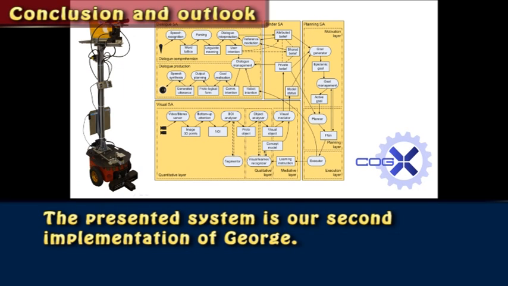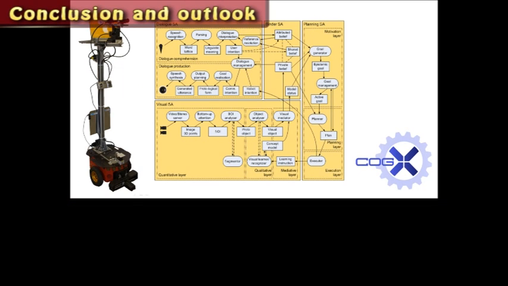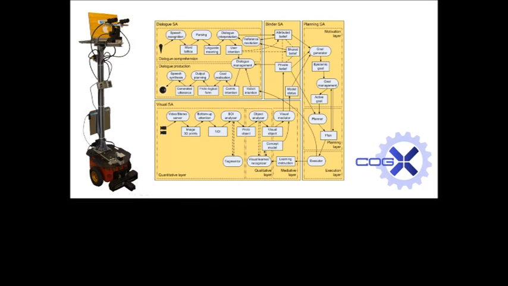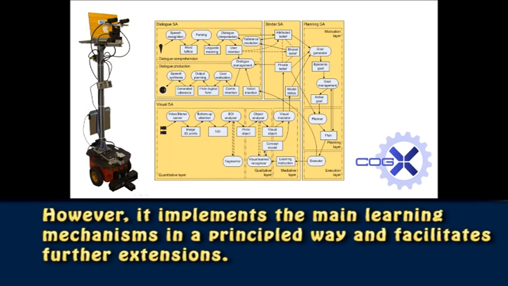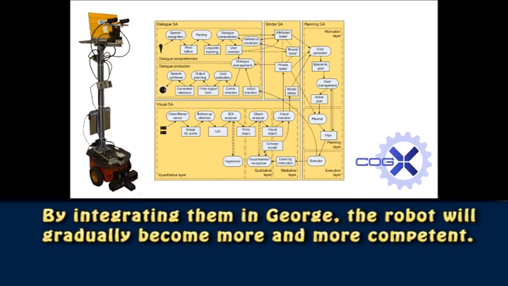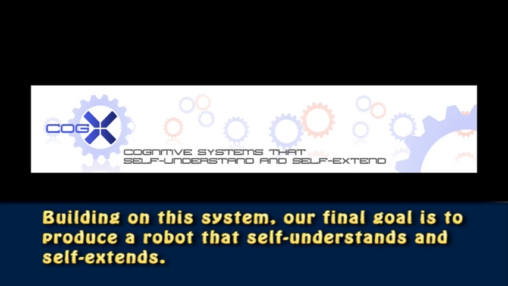The presented system is our second implementation of George. It is not yet perfect. It is not as robust as we would want, and the set of visual concepts that are being learned is relatively small. However, it implements the main learning mechanisms in a principled way and facilitates further extensions. Furthermore, the presented functionality is just a subset of a larger set of robot competencies we have been developing in the CogX project. By integrating them in George, the robot will gradually become more and more competent. Building on this system, our final goal is to produce a robot that self-understands and self-extends.